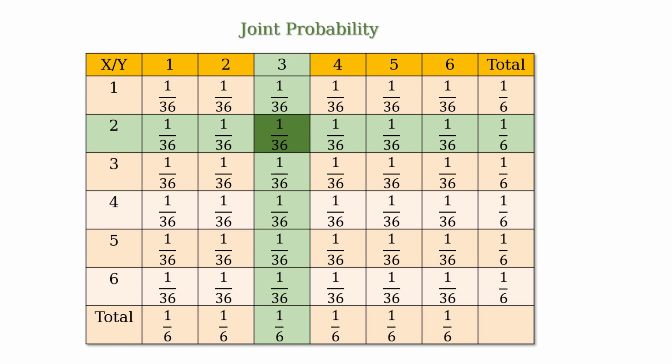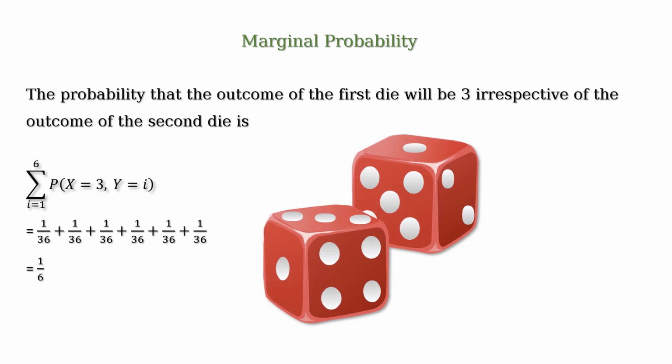Now, let's say we want to find out the probability that the first die will have an outcome of 3 irrespective of the outcome of the second die. In order to find the probability from the given table, we need to add all the numbers in the third row, and that will give us 1 by 6. In other words, the probability that the outcome of the first die will be 3 irrespective of the outcome of the second die is the summation from i equal to 1 to 6 of P(X=3, Y=i), and after calculation this is 1 by 6.